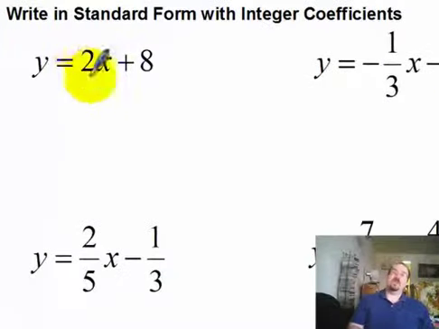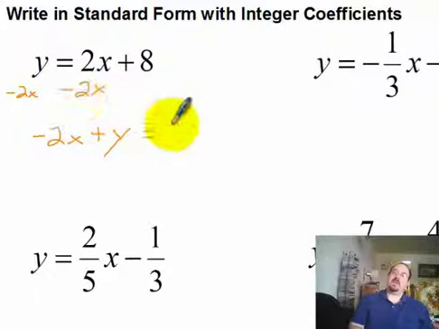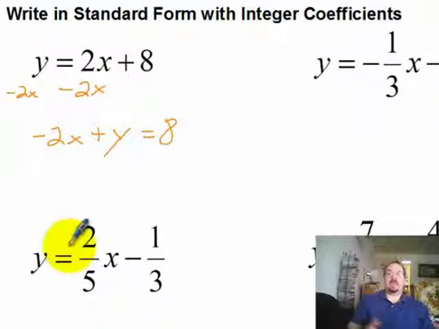So the first example I want to do for you, I have y equals 2x plus 8. Very simple. All I'm going to do is move the x and y terms to the same side by subtracting. So I get negative 2x plus y equals, and then those cancel, I just get 8, and that's all I had to do there.